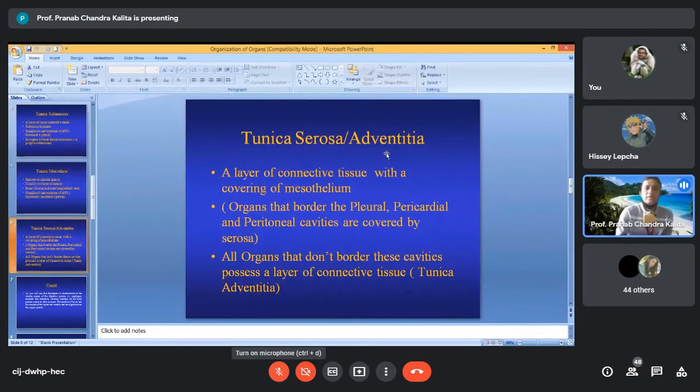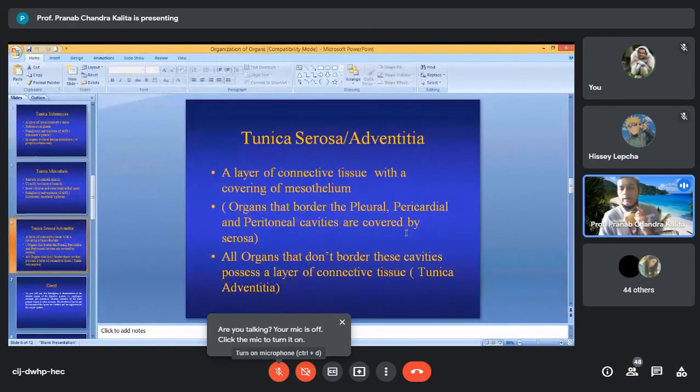So serosa means it consists of a layer of connective tissue with a covering of mesothelium. That means with a covering of simple squamous epithelium. And organs that border the pleural, pericardial, and peritoneal cavities are covered by serosa. Remember, organs that border the pleural, pericardial, and peritoneal cavities. So let us see the example.